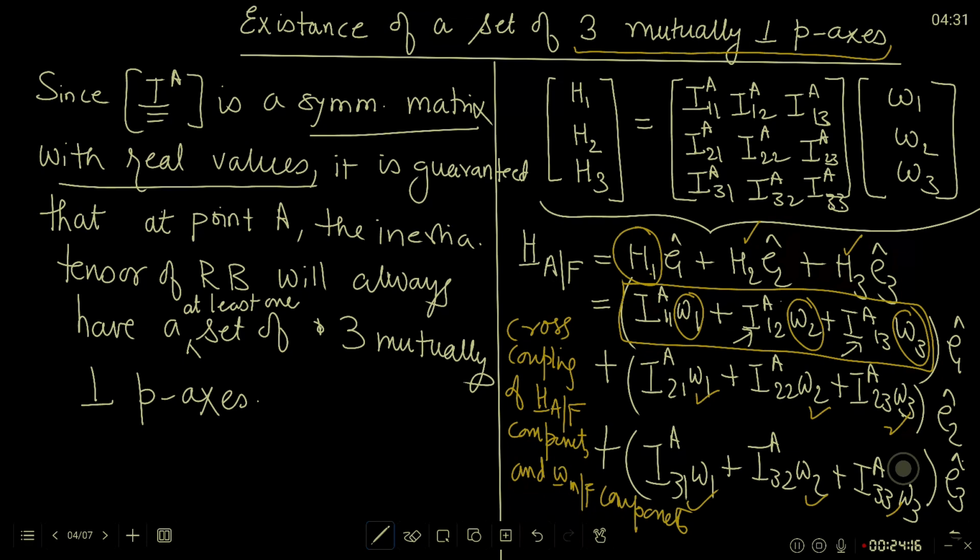Same thing will happen here. If you talk about H2, right now it is I21 omega 1, I22 omega 2, I23 omega 3. But if 2 is a principal axis, what happens? This goes away, this goes away. I_A22 omega 2, that's all. And similarly, H3 will be I_A33 omega 3, that's all.